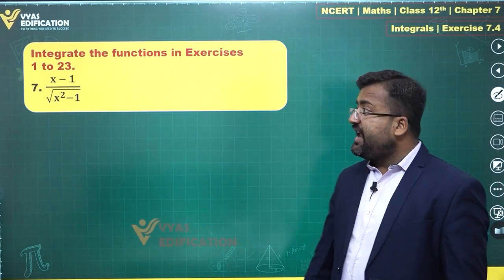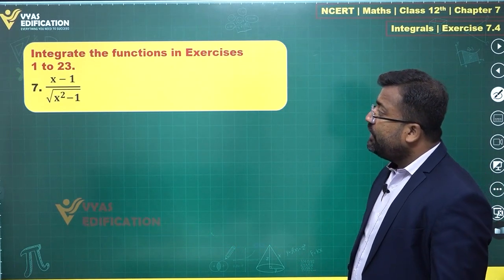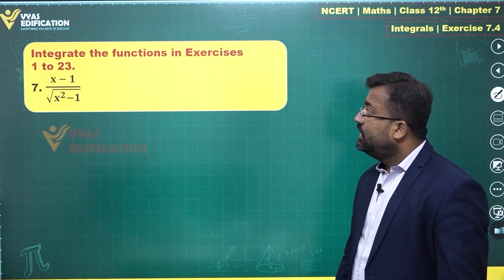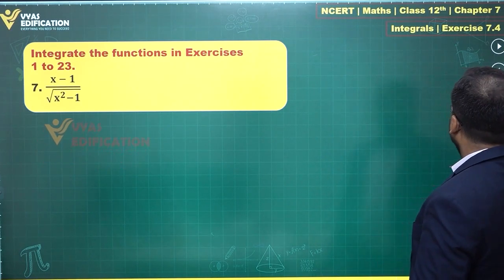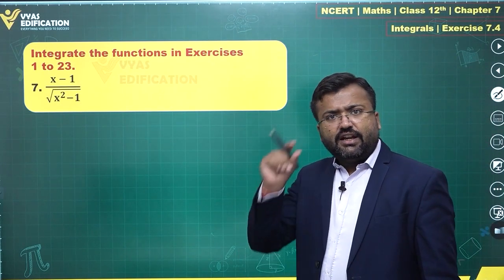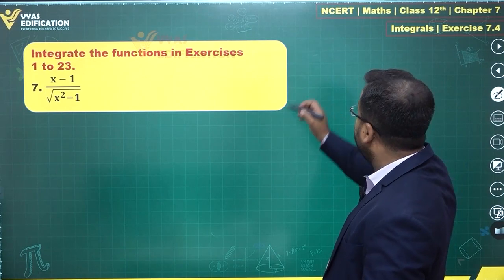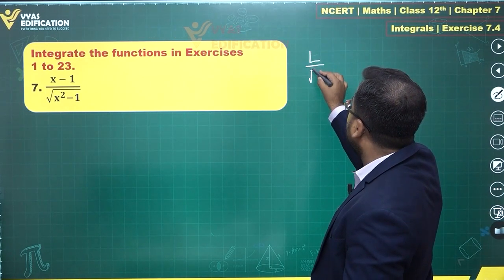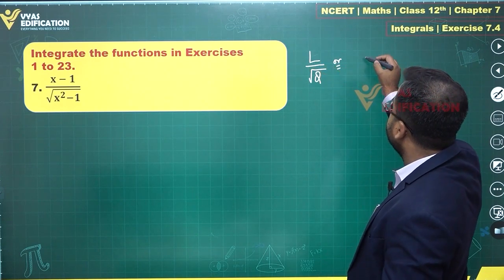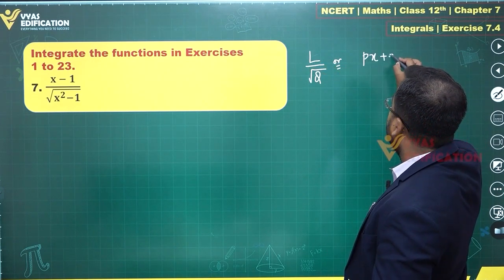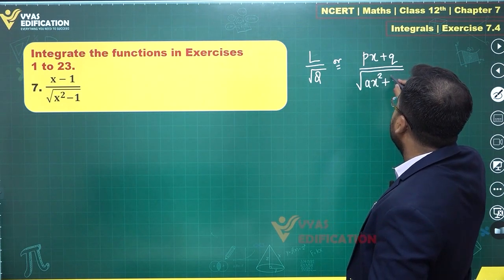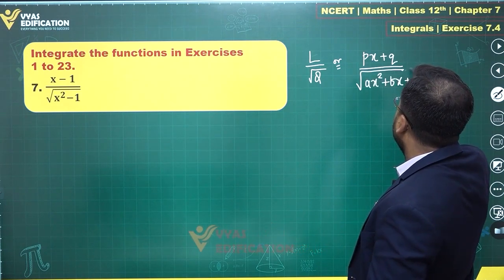In the 7th question, you have (x minus 1) upon under root of (x square minus 1). How will we handle this one? In the denominator you have a simple thing, but in the numerator you have a linear expression, right? So this is actually of the form linear upon root quadratic, which is px plus q upon under root of ax square plus bx plus c form.